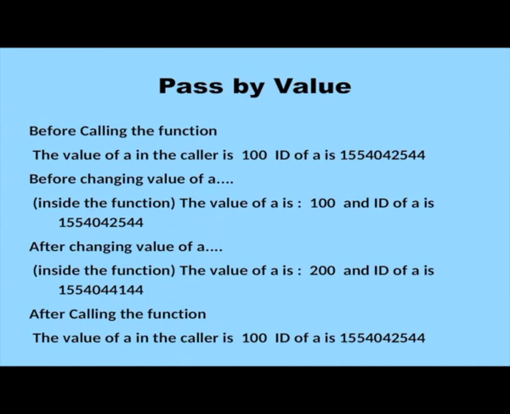So, in the calling script the value of a is 100 with an ID. Before changing the value of a inside the function, the ID and the value remain the same. Once we assign a new value to a, it is created as a new object. So, we can see a new value of a and the ID is also different. Again, when you return back from the function to the calling script, the original value of a and ID is retained.